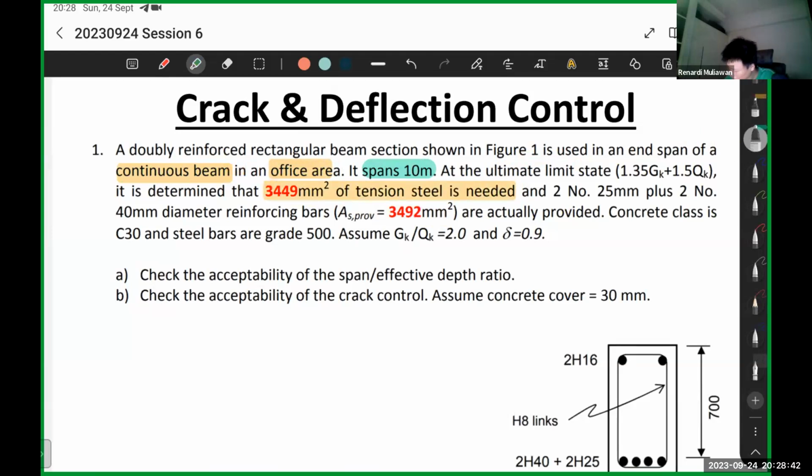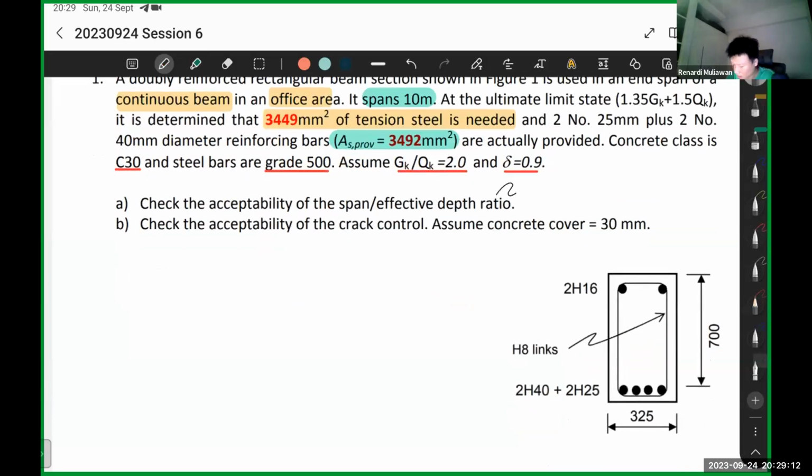And then we provide two number of 25 millimeters plus two number of 40 millimeters, which is what is provided. The concrete class is C30. Steel bars are grade 500. Then GK over QK is 2. Delta is 0.9. So for the first step, check for the acceptability of the span divided by effective depth ratio. This one is basically your deflection check.